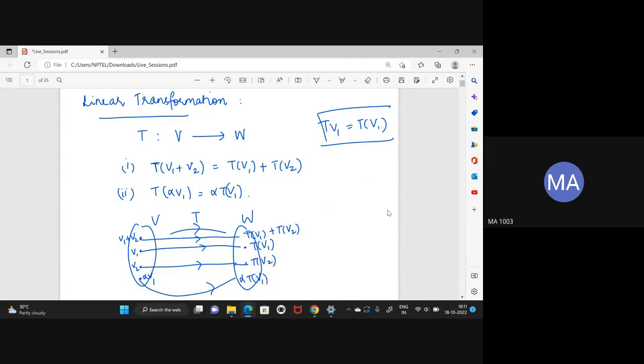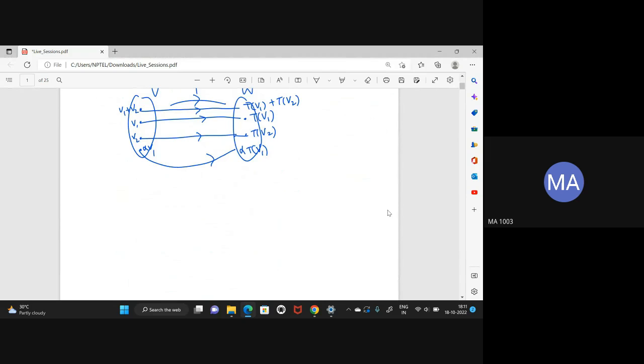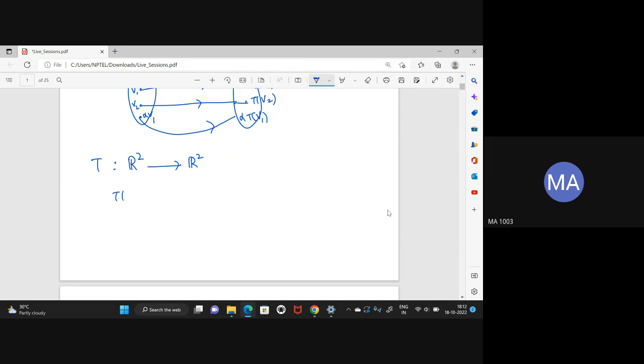Okay. So this is a linear transformation. Is this a linear transformation? I am talking about T from R2 to R2 defined as T of x comma y is equal to x plus y comma 3x plus 1. Is this a linear transformation? No, madam. Because zero is not going to zero. T of 0 comma 0 is 0 comma 1.